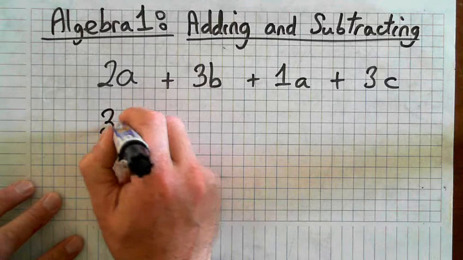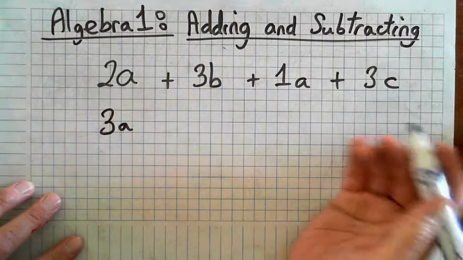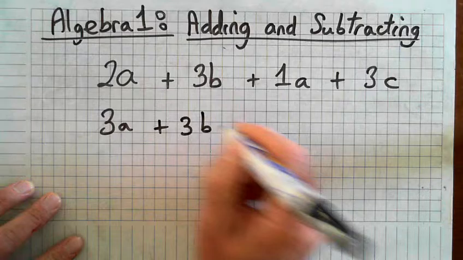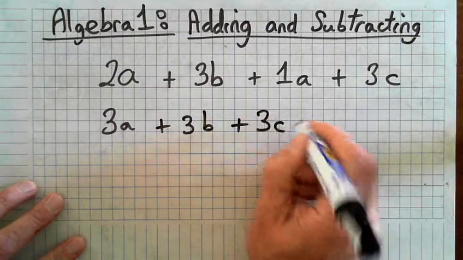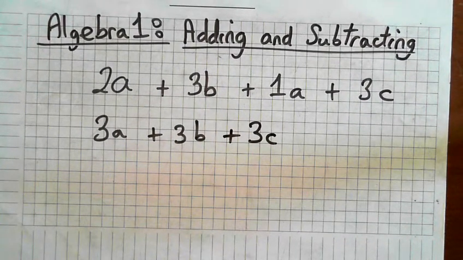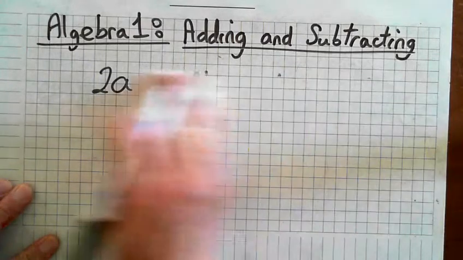3. I have 3 apples and I have 3 bananas and I have 3 carrots. Alright, keep it nice and easy.